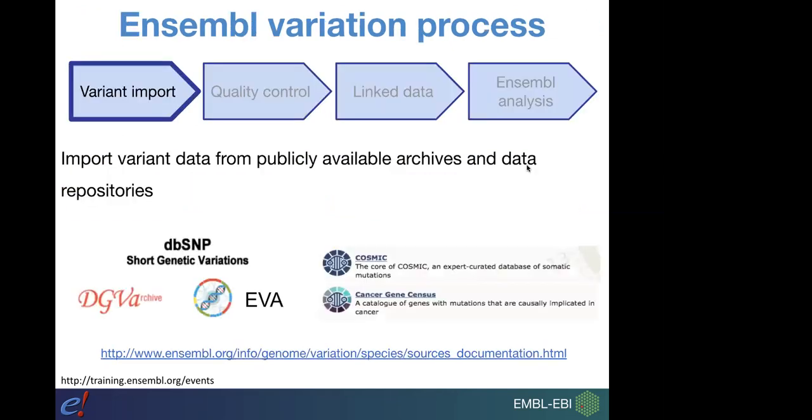So if we look at the first step, which is very important, we look for various publicly available archives and variation databases to import the variant data from. For humans, the most popular is dbSNP. For non-vertebrates, information would come from EVA, the European Variation Archive. The DGV archive has lots of data for structural variants, and then COSMIC and the Cancer Gene Census for information about somatic variants.